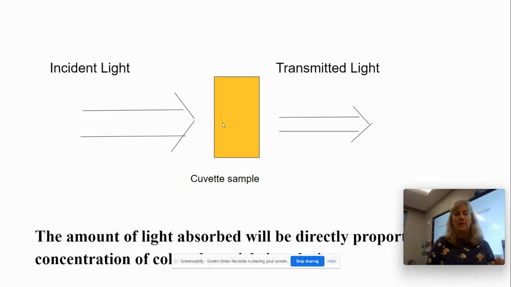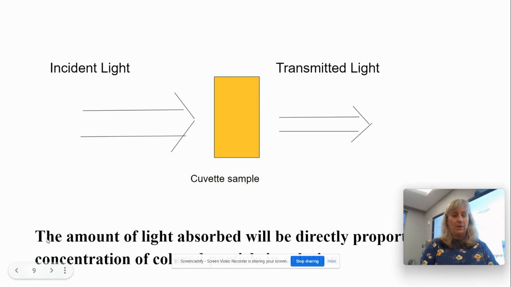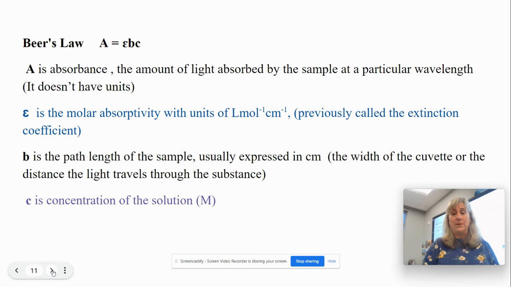And so the amount of light absorbed, again, is directly proportional to the concentration of the sample. Then we have Beer's law, which is absorbance equals E times B times C. Absorbance doesn't have units, capital A. E is the molar absorptivity. It was previously called the extinction coefficient or the molar extinction coefficient.